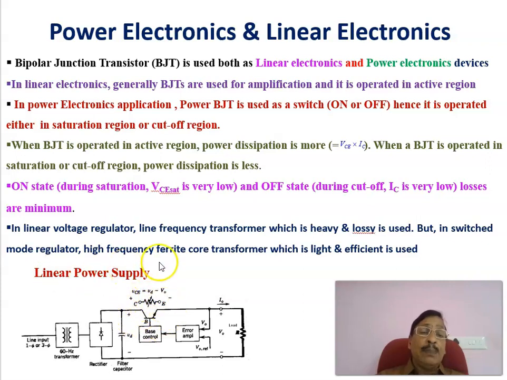Therefore, in a linear power supply, the transistor is working as a linear electronics element. That is, it is working in the active region as a variable resistor. Therefore, there will be a power loss in a linear power supply.